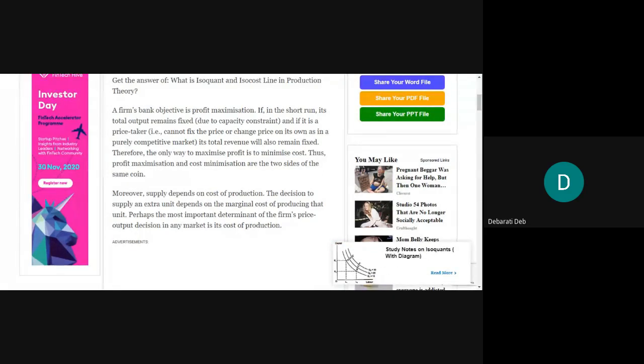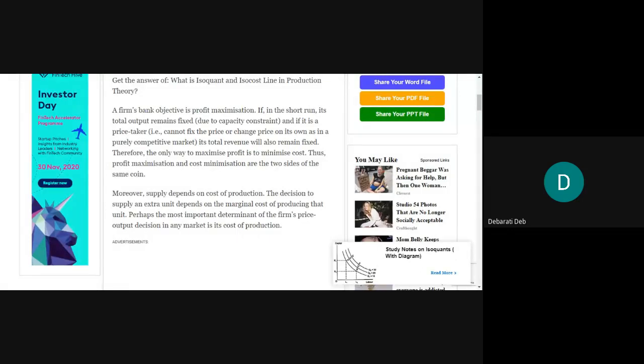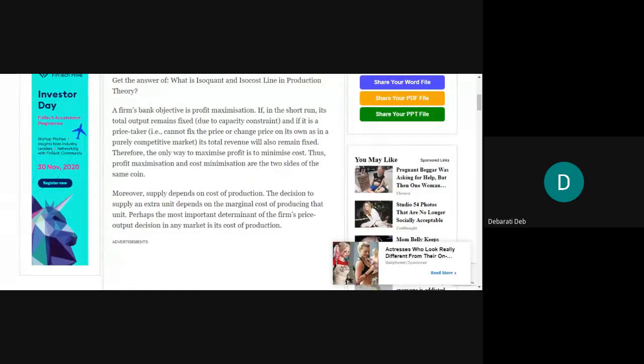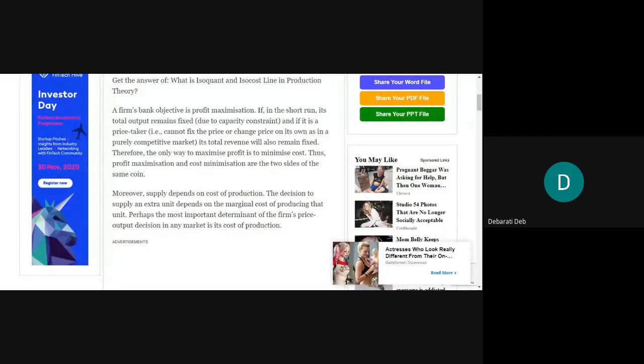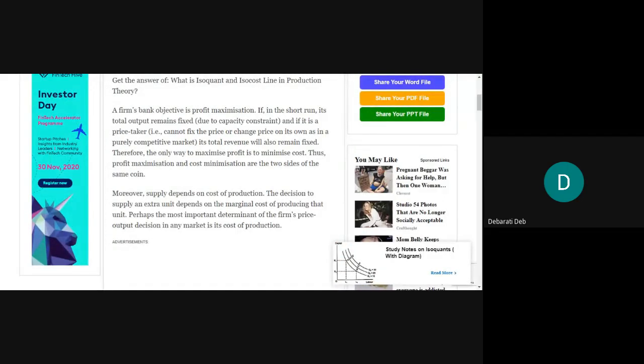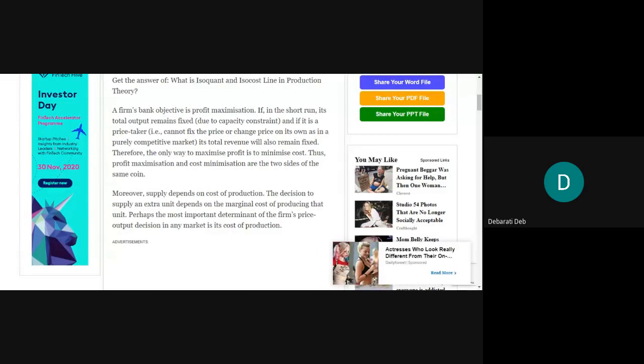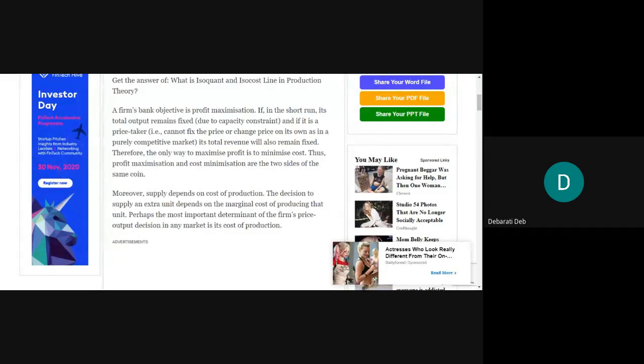But practically, if you think, in a market which is highly competitive, for any product you are dealing with, you cannot set a price which is different from the competitive firms. You have to keep more or less the same price. So suppose these two things are there in the short run. First, the firm cannot increase its output, and the second thing is this firm is a price taker, that is, it cannot fix the price or change the price on its own.